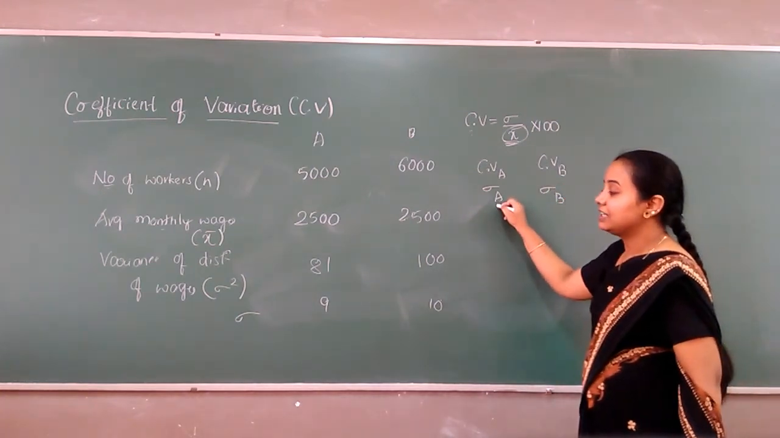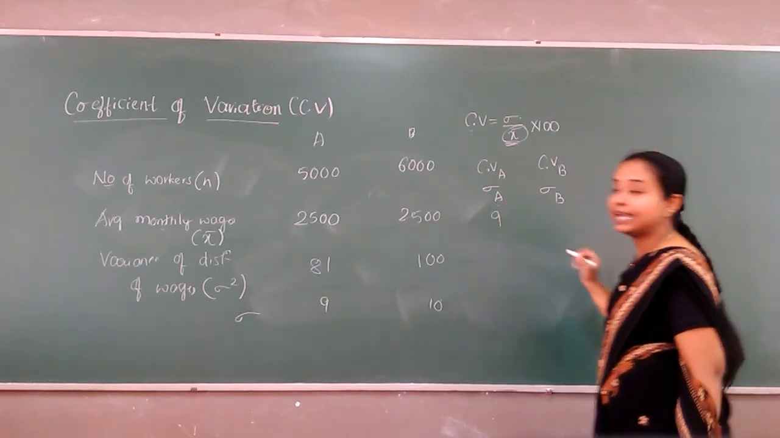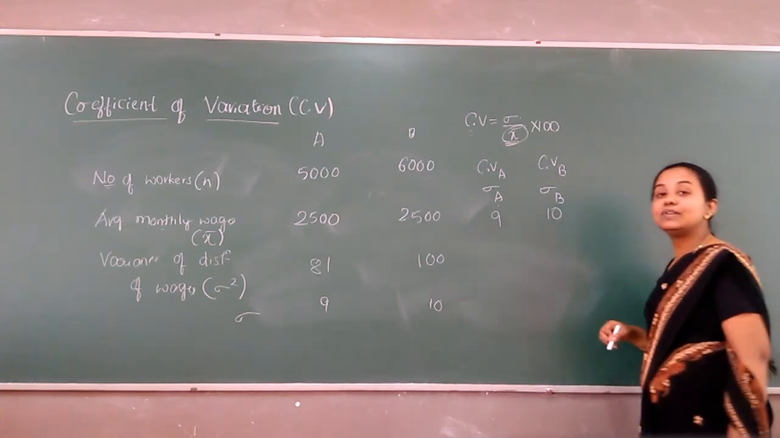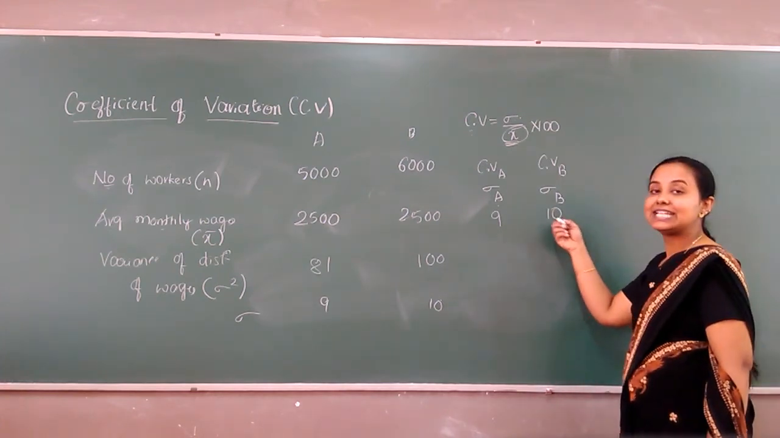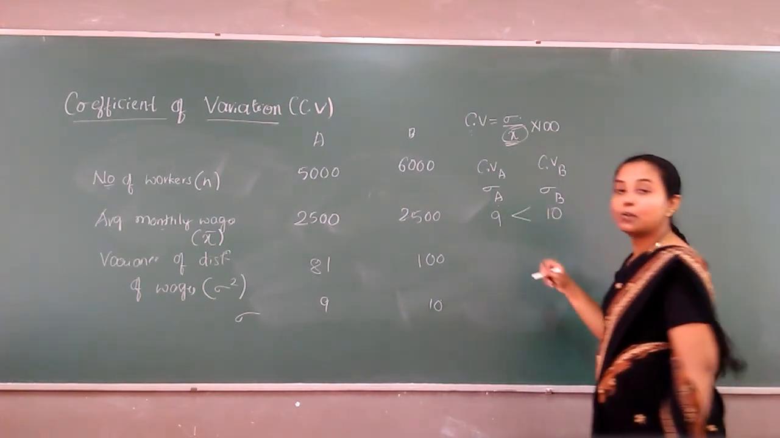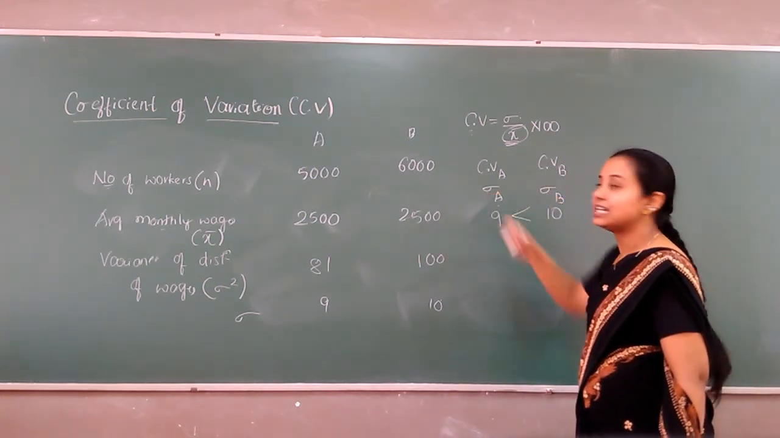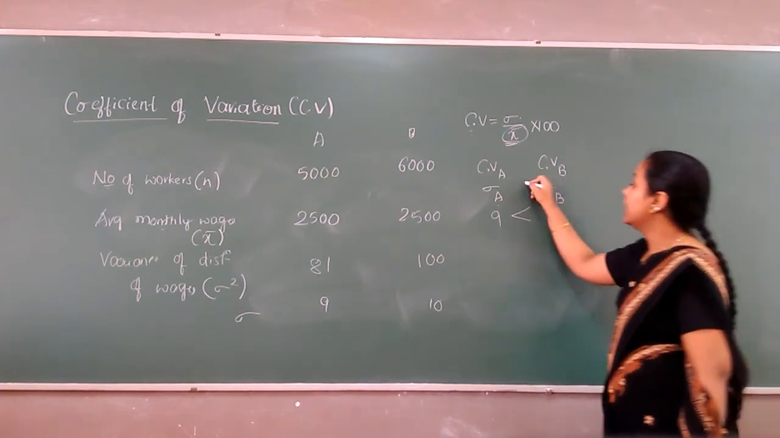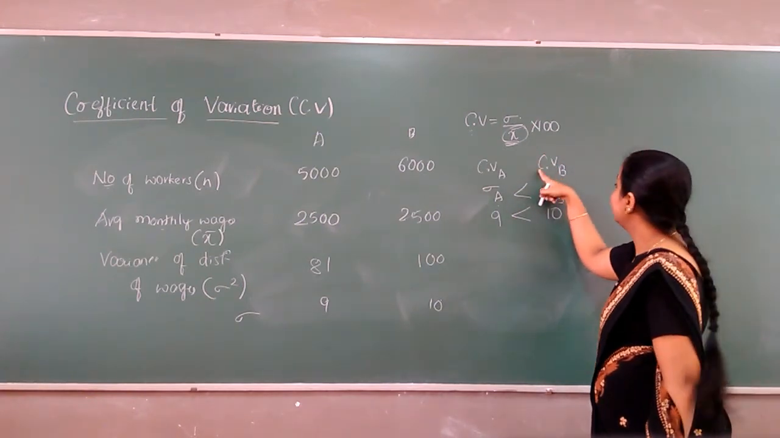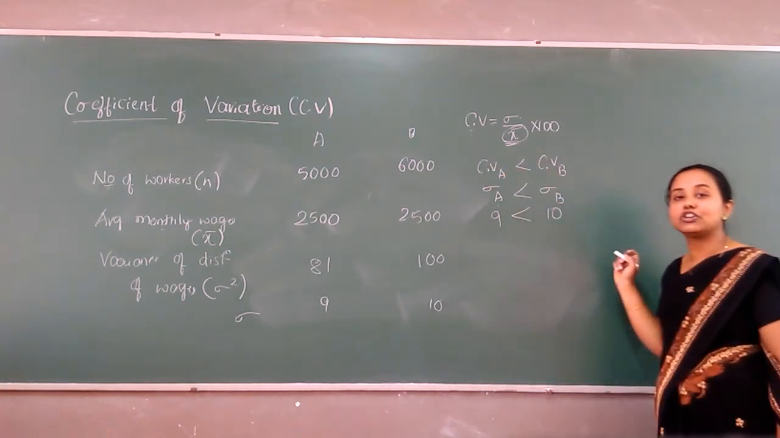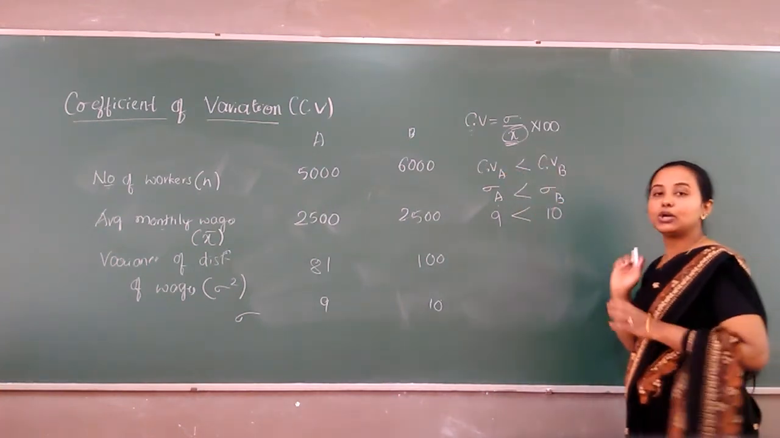Now what is the standard deviation of plant A? 9. What is the standard deviation of plant B? 10. Now which is greater? That is, 10 is greater than 9. So what does it mean? Standard deviation of B is greater than standard deviation of A. So now what does it mean? Coefficient of variation of plant B is more than coefficient of variation of plant A. This is what we have got to know.